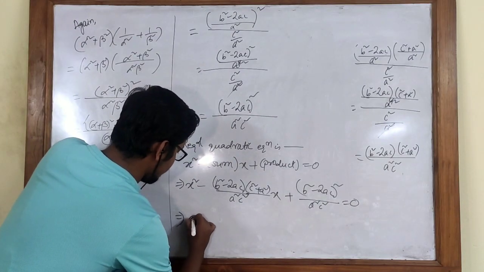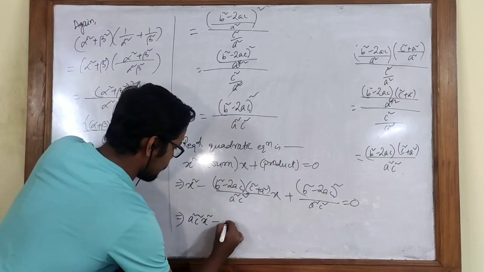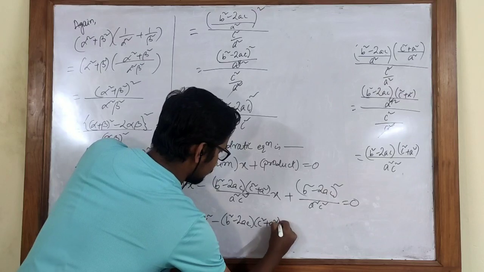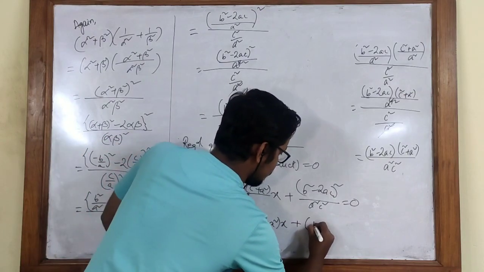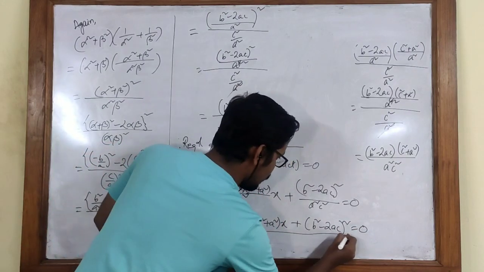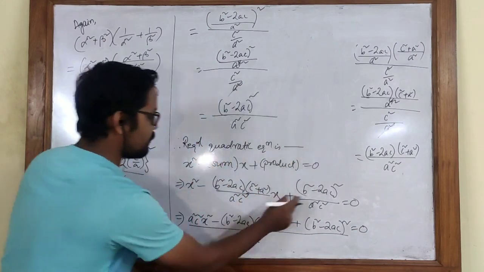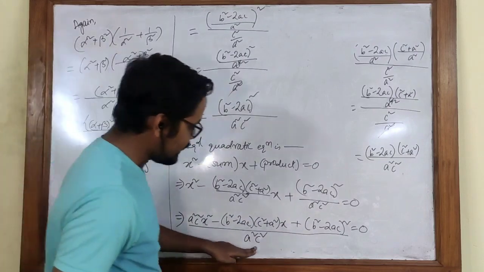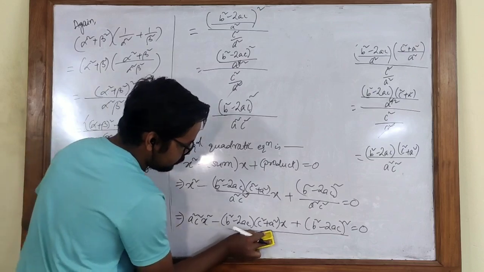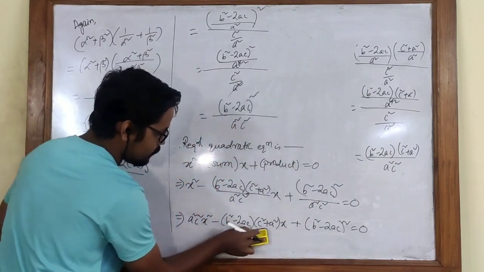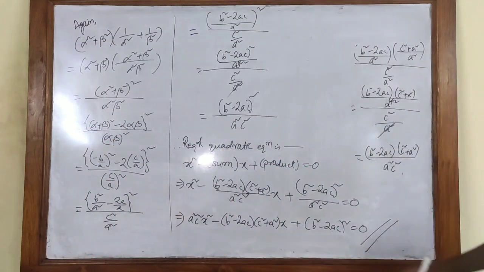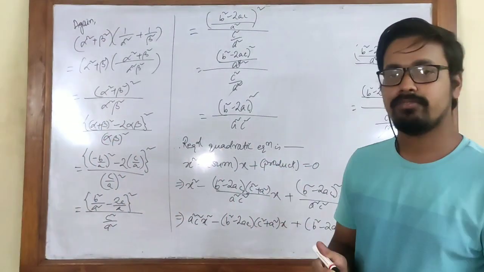So it will be a square c square into x square minus (b square minus 2ac) into (c square plus a square) into x plus (b square minus 2ac) whole square equal to 0, and this is whole divided by a square c square because that is the LCM. If we change the side, a square c square will go towards the right hand side and we will have this as our final answer. This is the required quadratic equation that we have been trying to find for this given question.